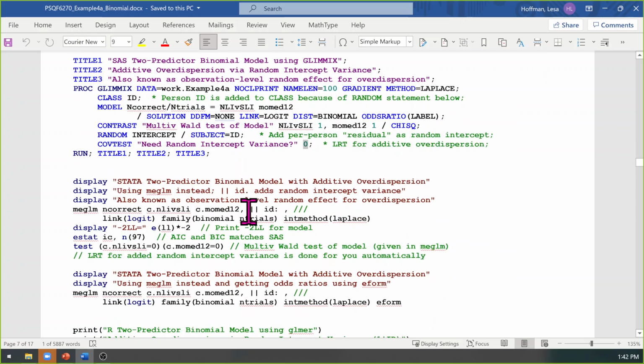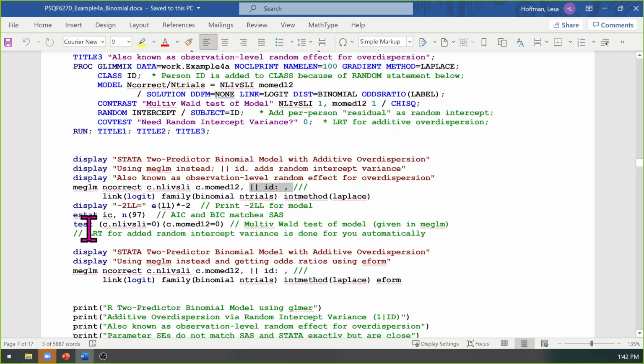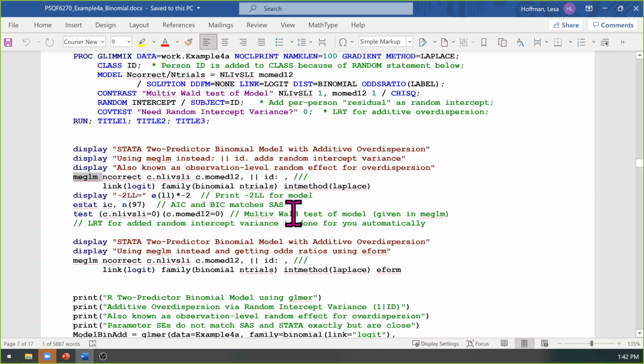In Stata, it's this thing right here that does the same thing. So I'm in MEGLM, which stands for Mixed Effects GLM. That should be blue, by the way. I need to fix that. Yes, in case you didn't know, I manually color all of these things.